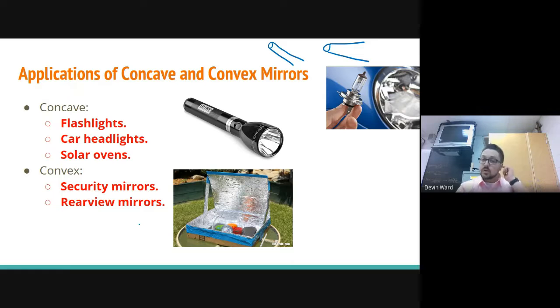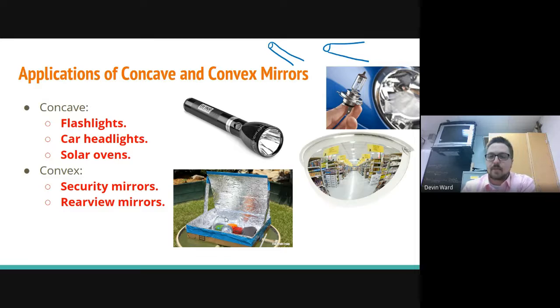Solar ovens are actually used. You can actually cook food with them. What it does is it's a concave mirror, but it focuses all the light in at the area that you're cooking. So it just increases the temperature here with the sunlight. So you can actually cook using this energy from the sun.